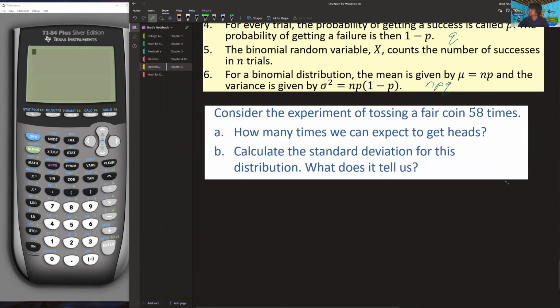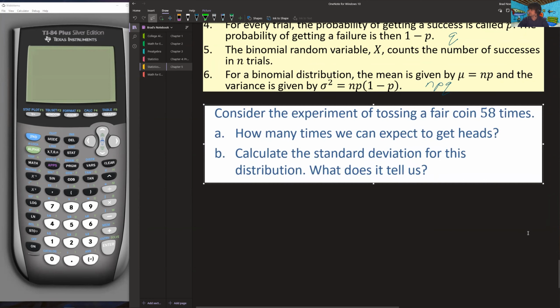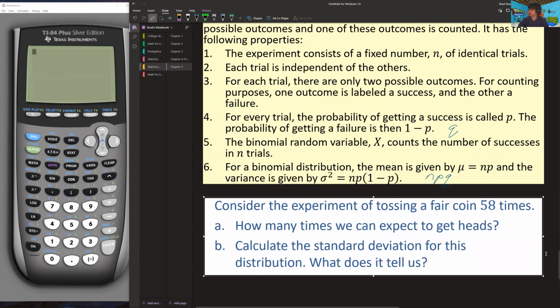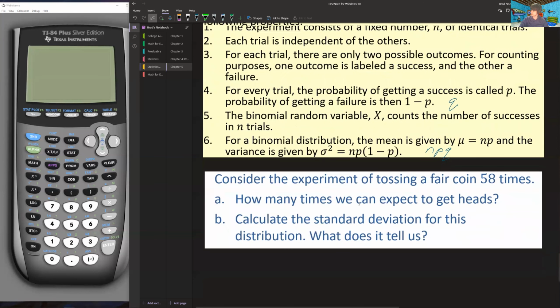Consider the experiment of tossing a fair coin 58 times. How many times can we expect to get heads? Calculate the standard deviation for this distribution. What does that tell us? So let's double check to make sure this is a binomial experiment. We have a fixed number of trials, 58. Each of those is independent. Flipping a coin heads on one does not affect whether or not it's heads on the other. There are two possible outcomes, heads and tails. The probability of success is given. For the random variable, it's in n trials, in this case 58. And then we have this formula here.